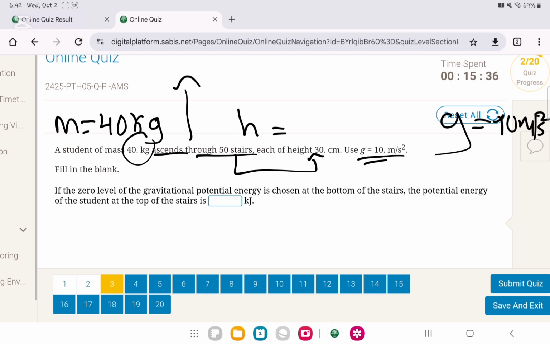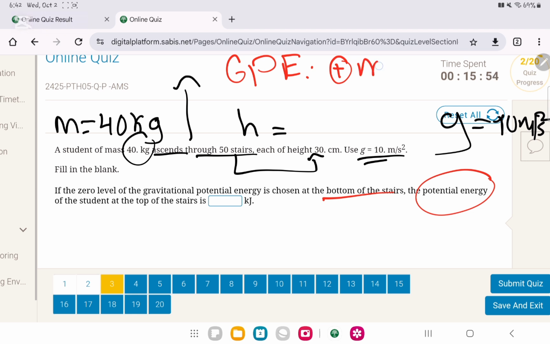Okay? If the zero level of the gravitational potential energy is chosen at the bottom of the stairs, then the potential energy we are looking for, the GPE. We said anytime something goes up, the GPE is positive. And what's the rule for the GPE? It is M times G times H. So it's going up and it's positive, and the rule for GPE is M times G times H.